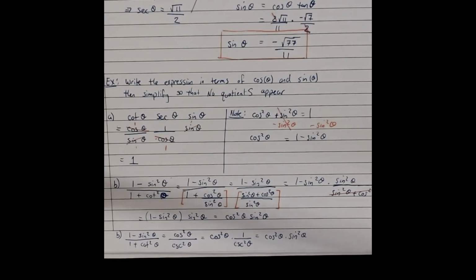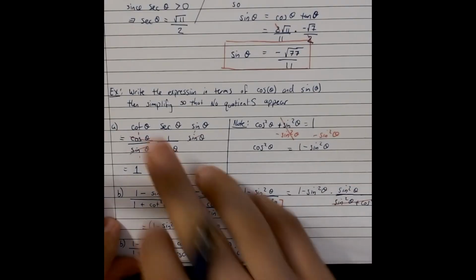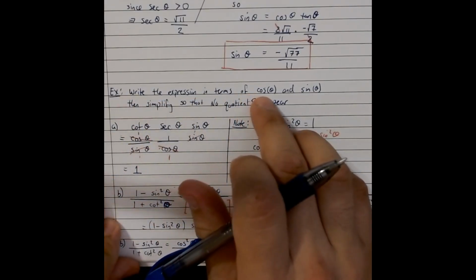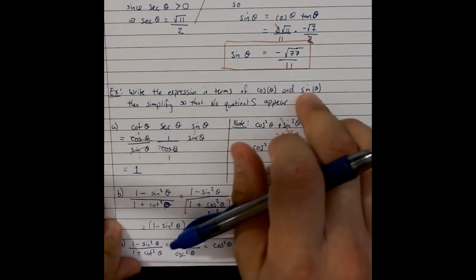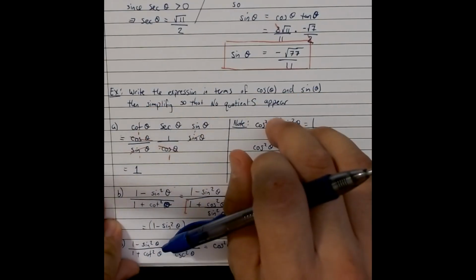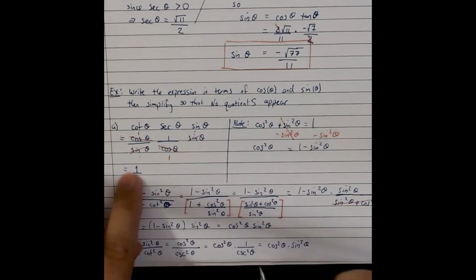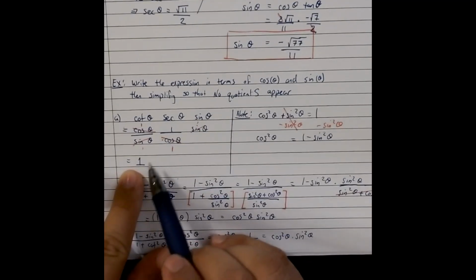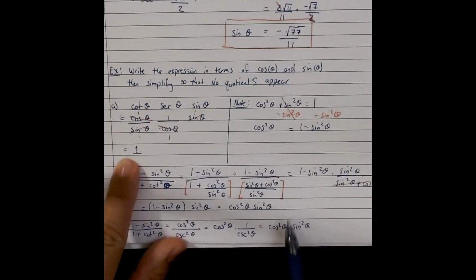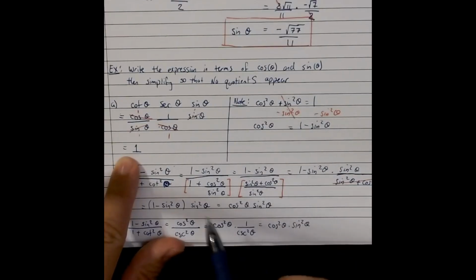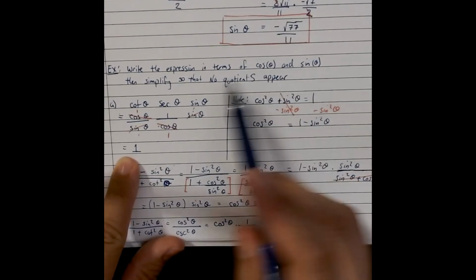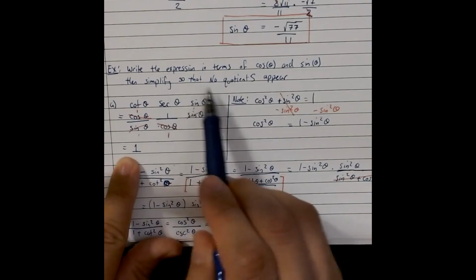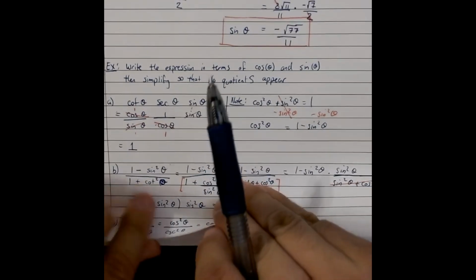So for the last example of the section, go ahead and give this a try. Same directions: write the expression in terms of cosine of theta and sine of theta. That's your first part. Note that in the end, your final answer doesn't have to be in terms of sine and cosine. For example, in this one, we ended up with a constant. It wasn't in terms of sine and cosine, but in this case, it was. So nothing says it has to end up this way, but that should be your first step. And then simplify so no quotients appear.